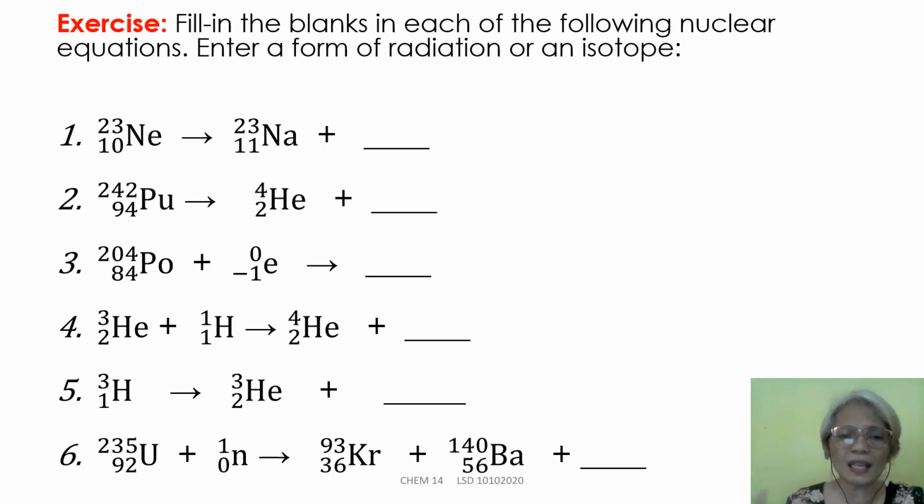So as an exercise, I would like you to fill in the blanks of each of these following nuclear equations. You need to enter a form of radiation or an isotope. By an isotope, meaning an element, no? An element. Okay? If it's not a radiation, so ano yung mga radiation? Alpha, beta, positron, electron, and so on. Neutron. Okay? So that's all for now.